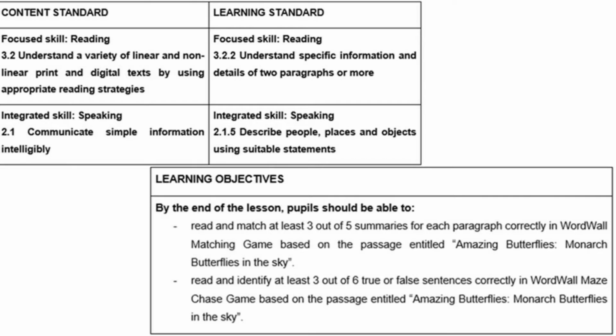Here's the content standard and learning standard for this lesson. For the learning standard for the main skill, it's 3.2.2, understand specific information and details of two paragraphs or more. Meanwhile, for the learning standard for the integrated skill speaking, 2.1.5, which is describe people, places and objects with suitable statements. Meanwhile, for the learning objectives for this lesson, the pupils should be able to read and match at least 3 out of 5 summaries for each paragraph correctly in a Wordwall matching game based on the passage entitled Amazing Butterflies, Monarch Butterflies in the Sky.